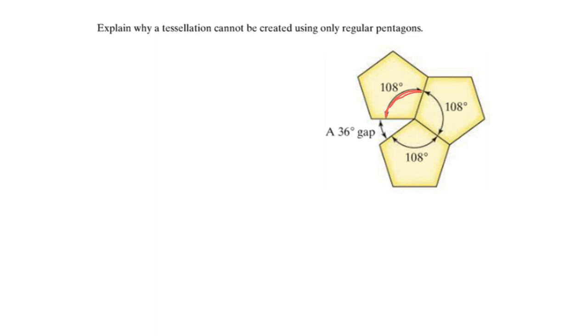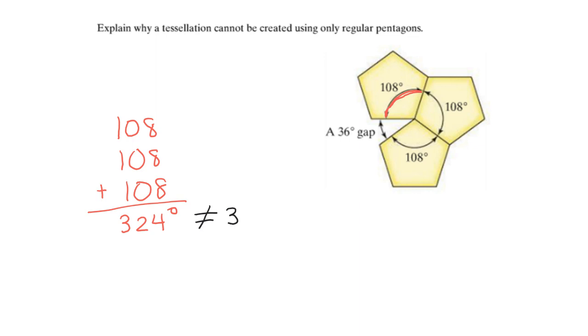So if we take 108 degrees, we have three of those, and we add those angles together, we get 324 degrees. Now, 324 degrees does not equal 360 degrees, so it cannot be a tessellation because it does contain a 36-degree gap here.